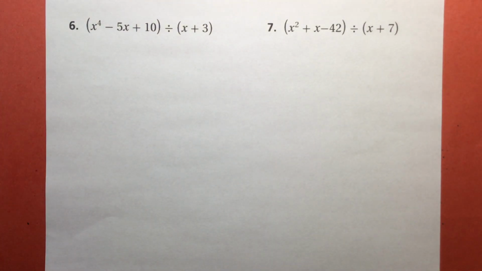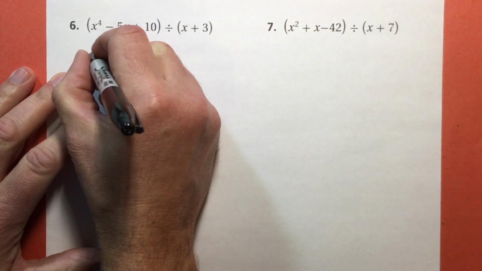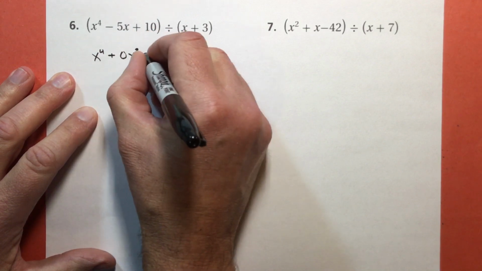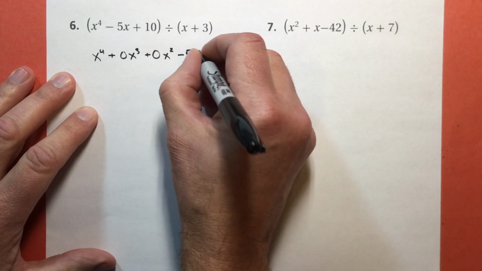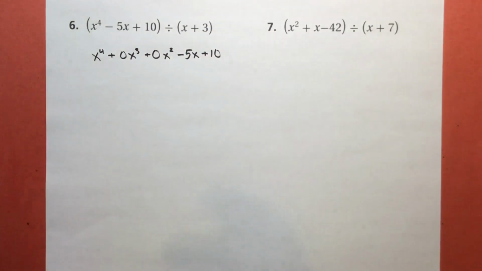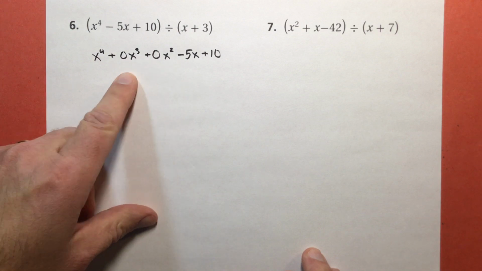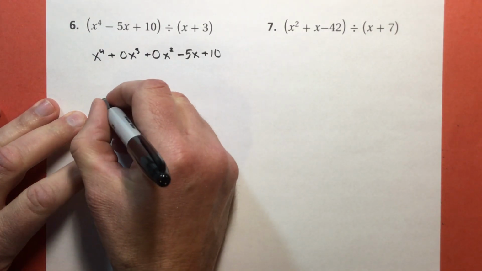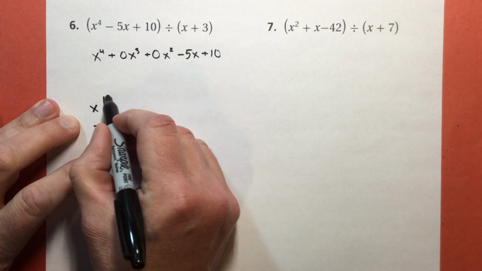This was the one we talked about just a moment ago because it's missing all these terms. So I've got to rewrite that: x to the 4th power plus 0 times x to the 3rd power plus 0 times x to the 2nd power subtract 5x plus 10. That's the product that I have here with the missing terms. Okay? I'm going to divide by x plus 3. So I'll put x in the 3 like this.